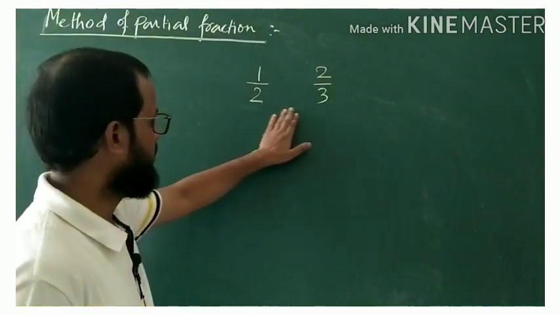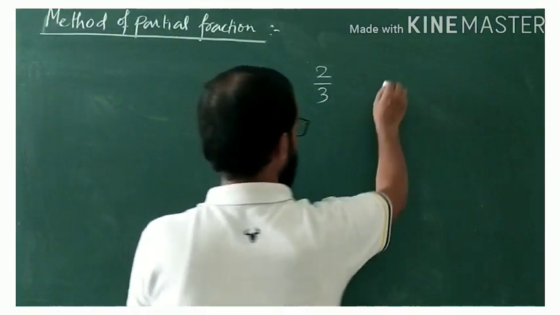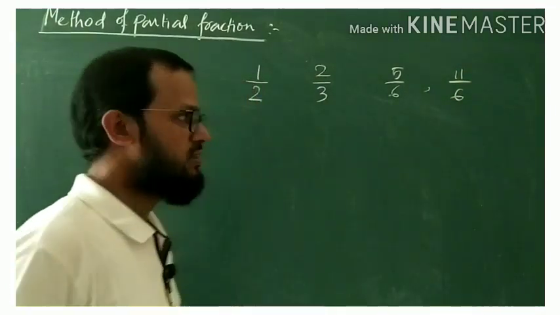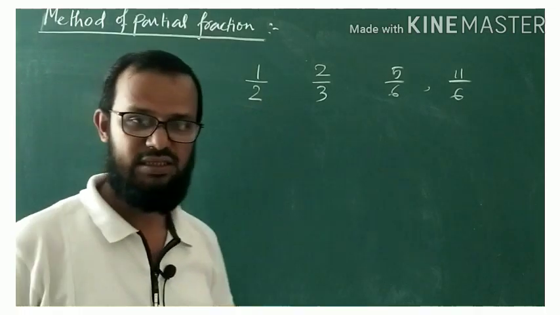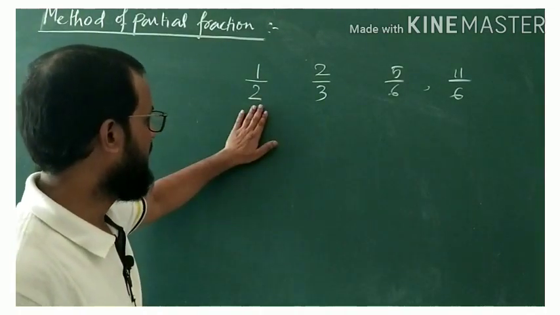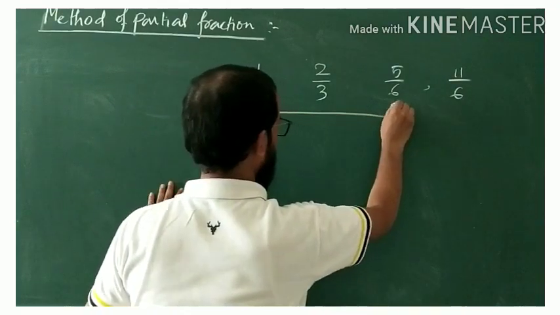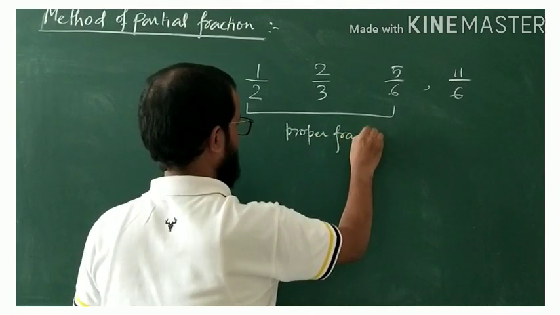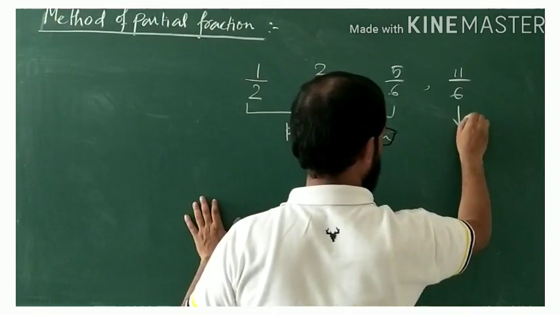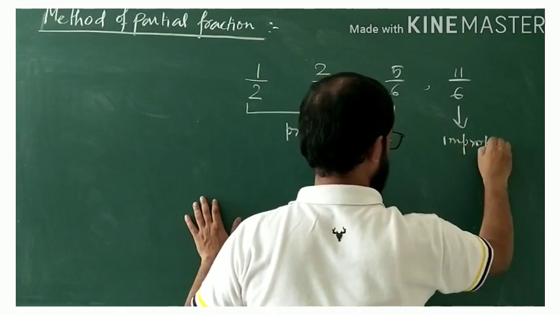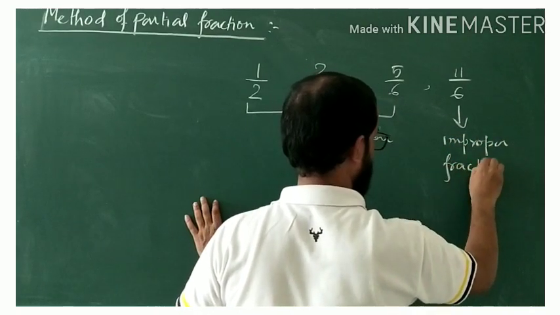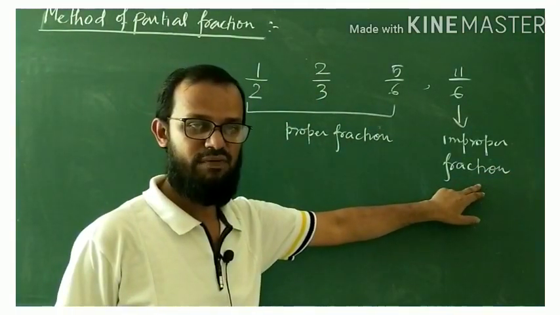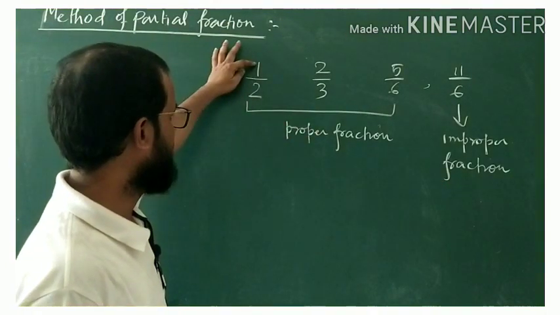These are some fractions I have written: 1 by 2, 2 by 3, 5 by 6, or 11 by, suppose, 6. Okay, so these are called rational numbers. Among these, the first three are called proper fractions, and this one is called an improper fraction. From the example you see here, numerator is 1, denominator is 2.